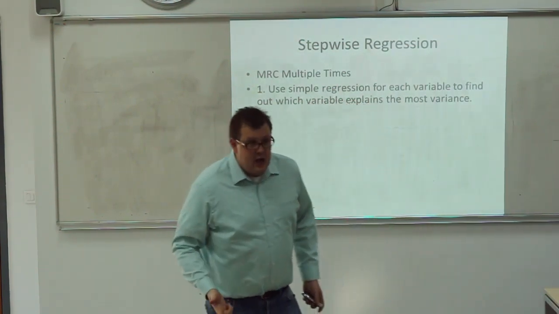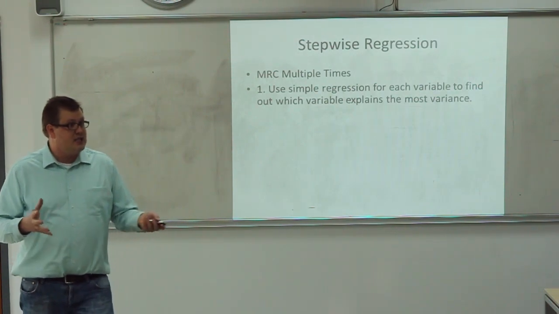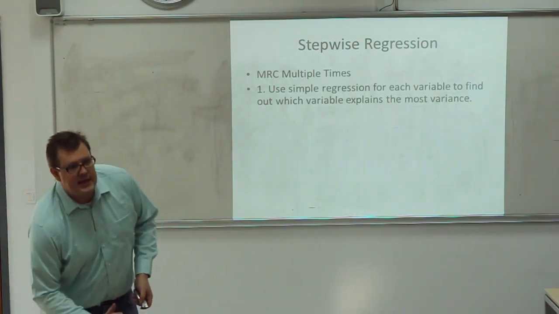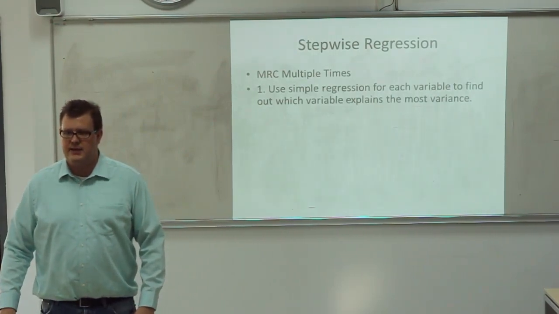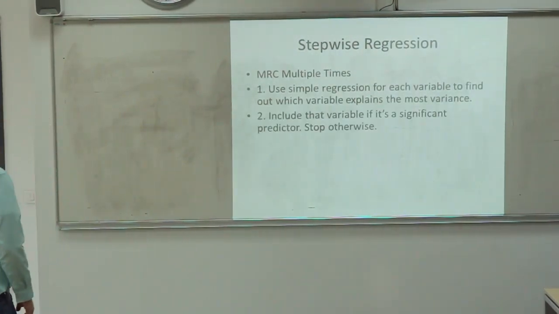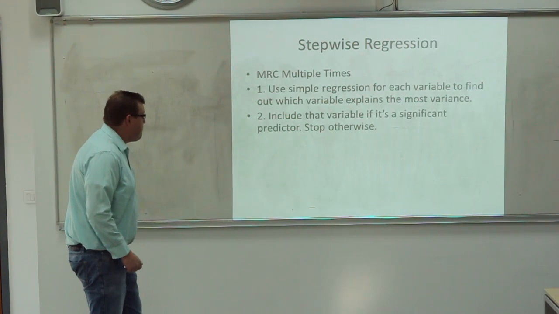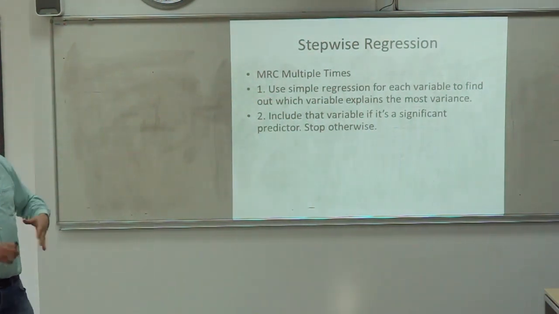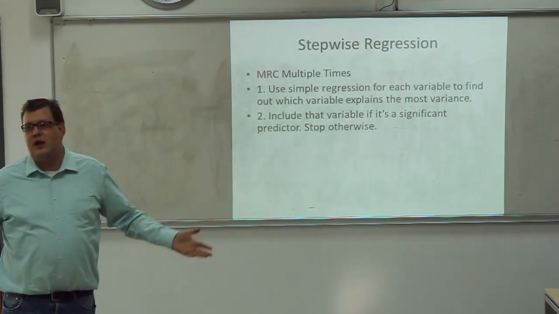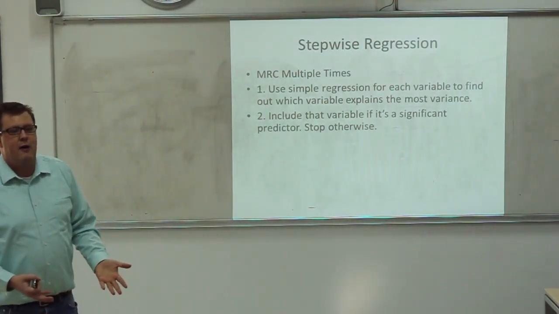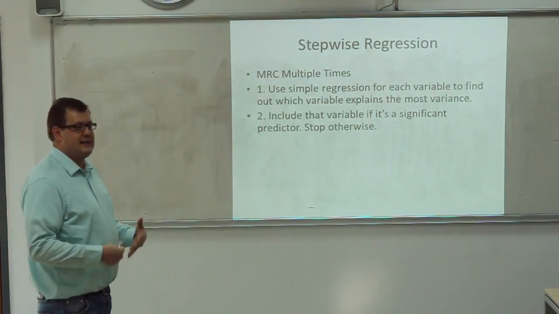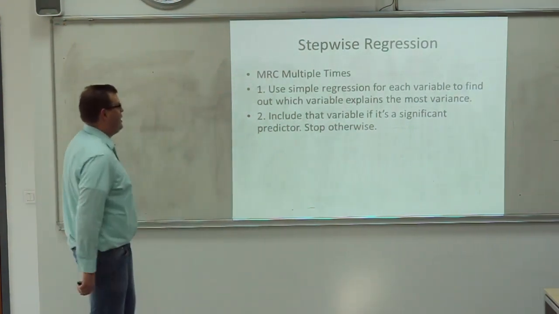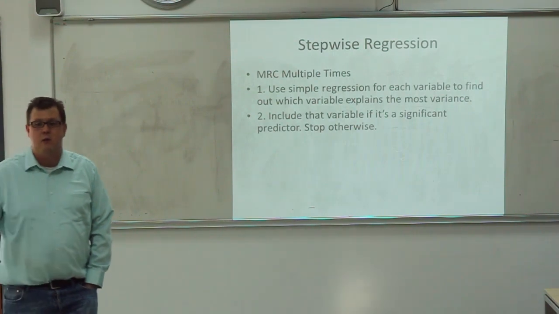And we'll see which one explains the most variance. This one's explaining the most variance. It's the most statistically significant, so let's include this in our prediction model. Does that make sense? So if it's a significant predictor, we're going to include that variable in our model. If it's not, we're just going to stop and say nothing that we have is predicting the outcome. If you design things wisely, you should have something that does. Okay, so we're going to include that variable if it's a significant predictor. Then what?